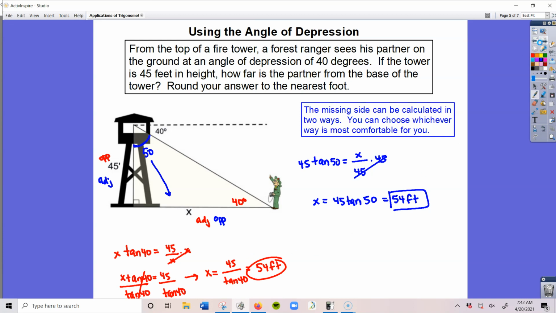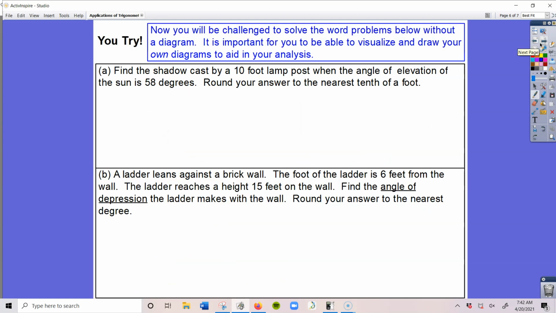Let's look at some more problems. Now for these, I'm giving you these word problems, but without a diagram. So now we have to be able to read the question and draw the diagram so that we can figure out exactly what trig function we're going to use. For part A, it says here, find the shadow cast by a 10-foot lamp post when the angle of elevation of the sun is 58 degrees. Round your answer to the nearest tenth of a foot.